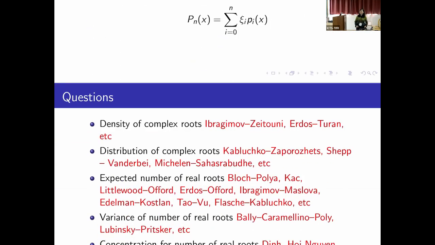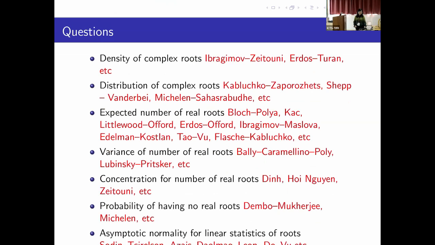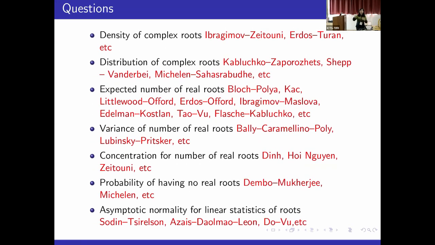So what are the questions that people study when it comes to random polynomials? There are many questions that we can ask. For instance, what is the density of the complex roots, as studied by Ofer Zeitouni, Riddhipratim, and so on? More generally, there are other questions about the distribution of complex roots.